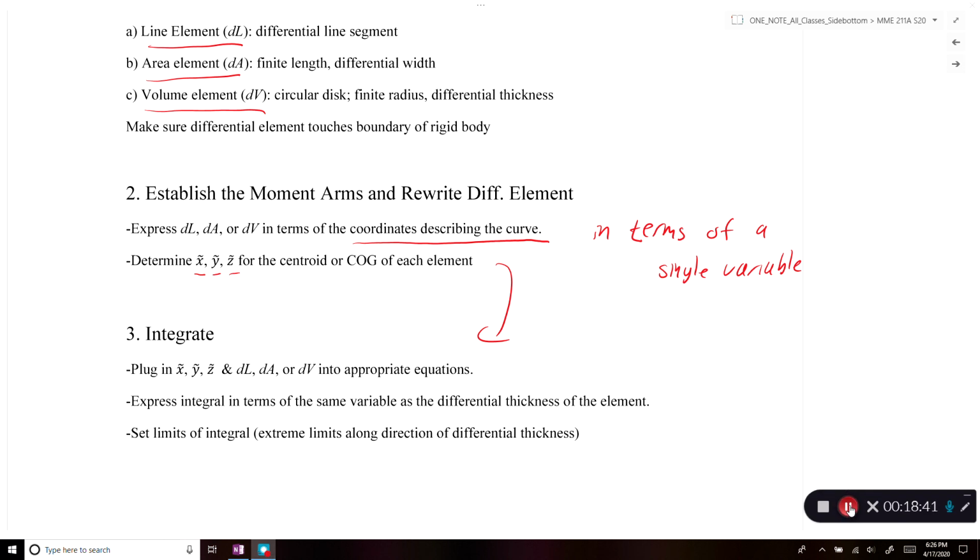Alright, so that concludes this video on center of gravity, center of mass, and center of volume of continuous rigid bodies.